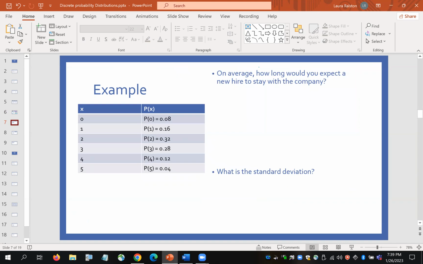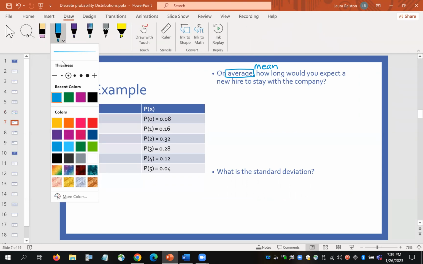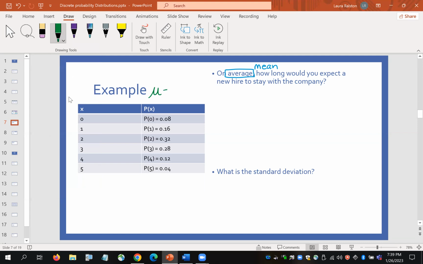So it says on average. Okay, average, remember, is a synonym for the mean. So they're really asking me, what is the mean for this data set, or for this probability distribution? Well, the formula for the mean, remember, is I'm going to take each X, multiply it times its probability, and then add them up. I'm going to write this out so you can see what I'm doing.